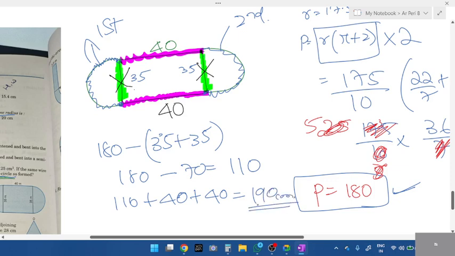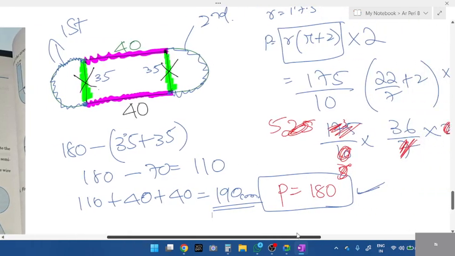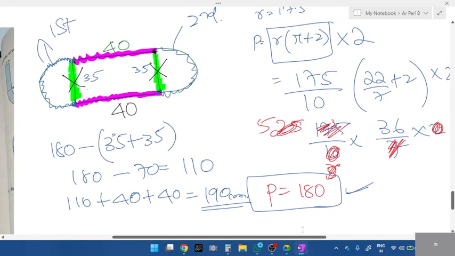Most probably they definitely won't give even this. I feel only the 6th and 7th are important. So just make a note of this, students. Once you find the perimeter from that 180, remove 35 and 35. You get 110. Along with 110, add 40 and 40, those two pink lines. You should get 190 centimeters.